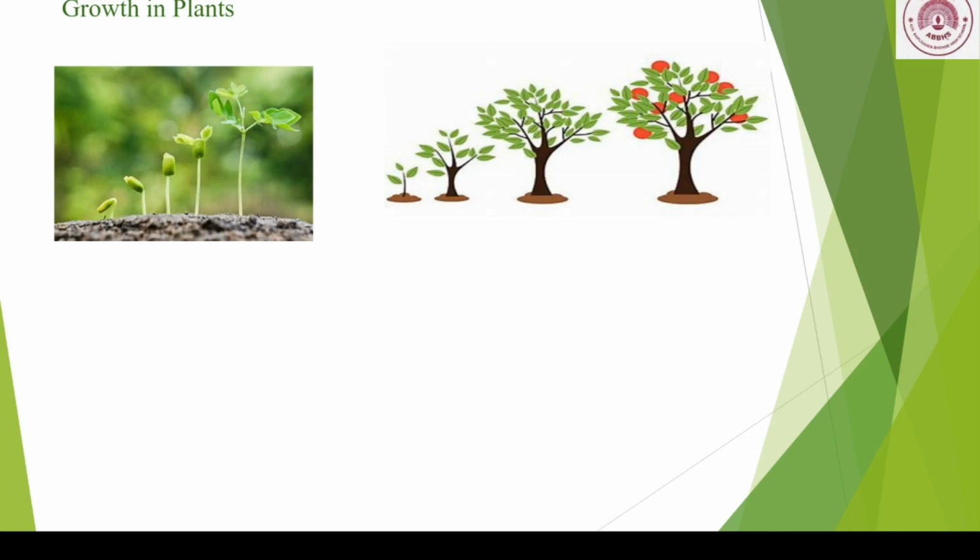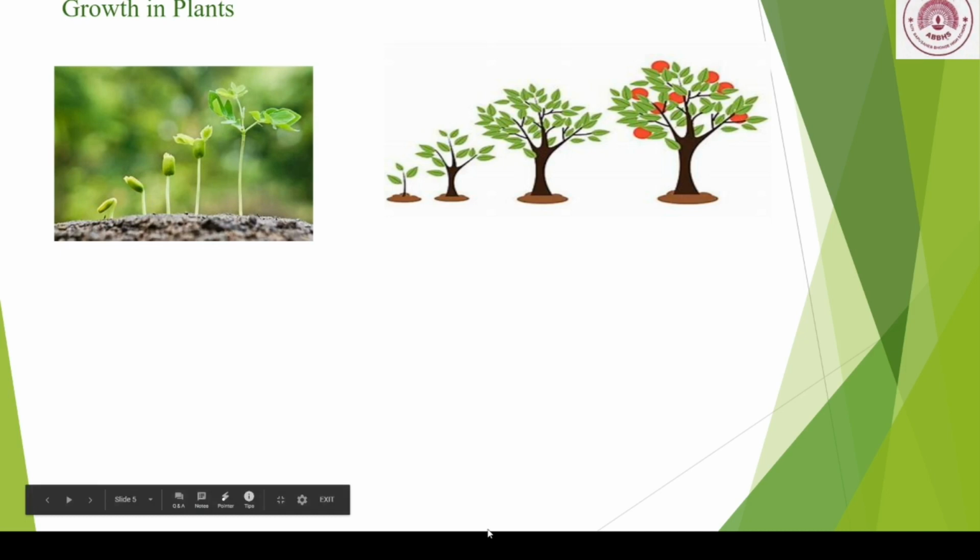Now, there is a difference in the growth of plants and animals. Plants grow as long as they live, while animals grow only for a certain period. That is, as young animals mature, all parts of their bodies grow until they reach a determined size for each species. For example, you will not see a cat growing to the size of a tiger.